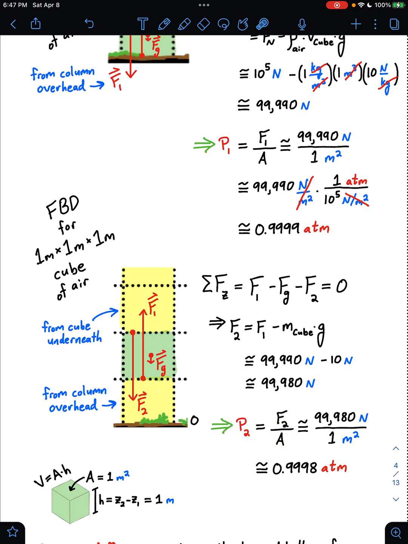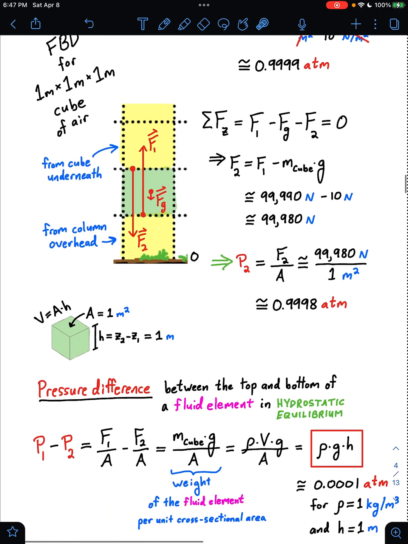99,980 newtons. Divide that by 1 square meter for the cross-sectional area of the top of this green cube, and convert that to atmospheres, and we get 0.9998 atmospheres at 2 meters above the ground, just a bit less than at 1 meter above the ground, which was just a bit less than at the ground itself. Okay, so compare these values. We see the air pressure dropping very slightly as we go up to higher elevations.